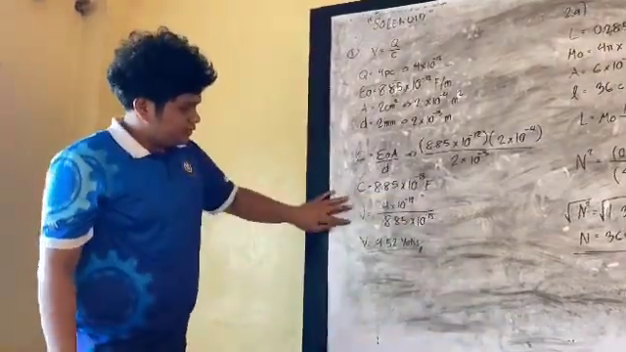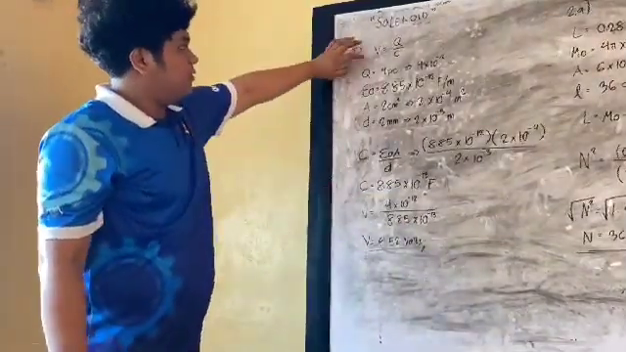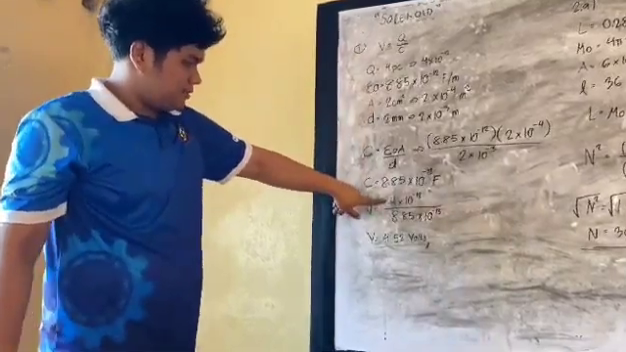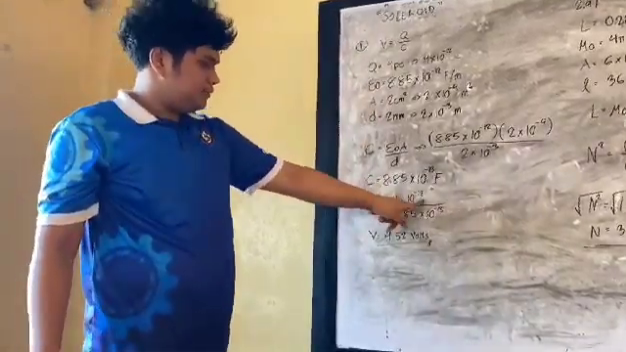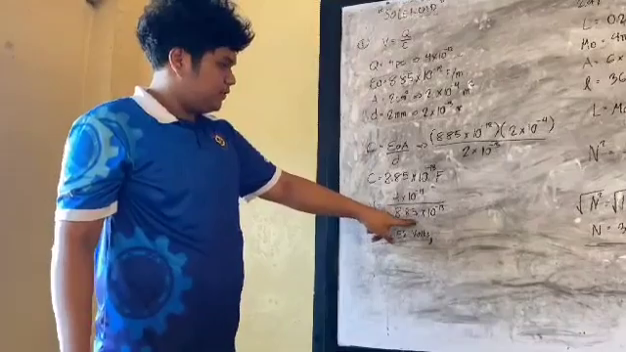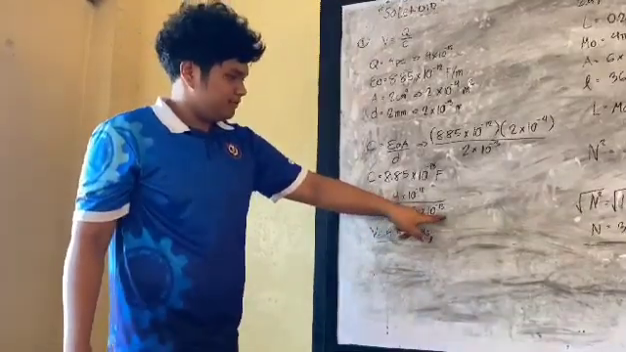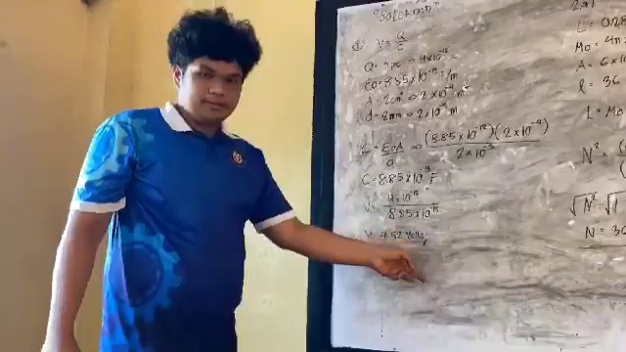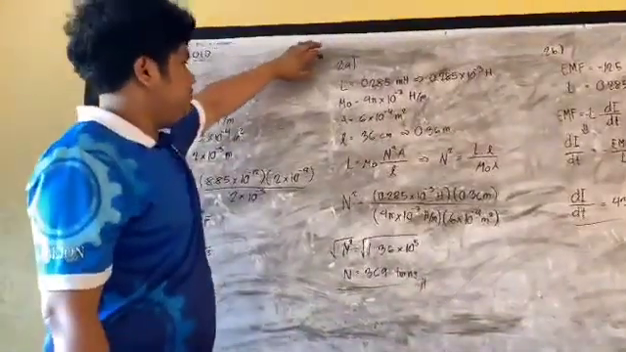And then we will solve for the voltage, whose formula is Q over C. We just substitute the values: 4 times 10 to the negative 12 over 8.85 times 10 to the negative 13. This will be equal to 4.52 volts. So next we will solve for the N.